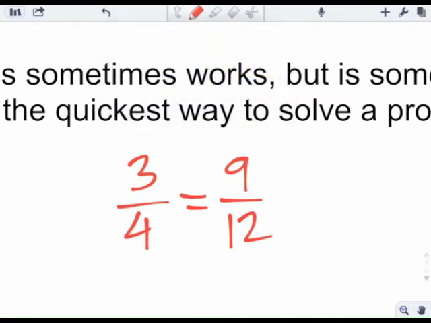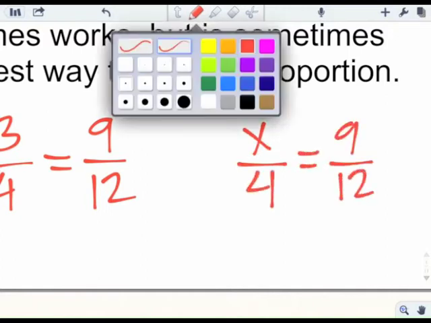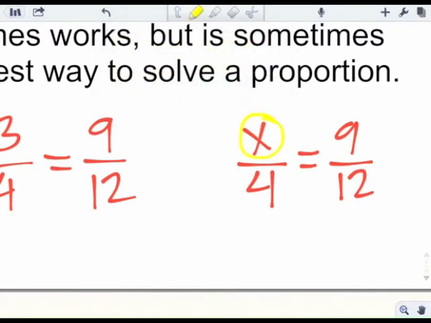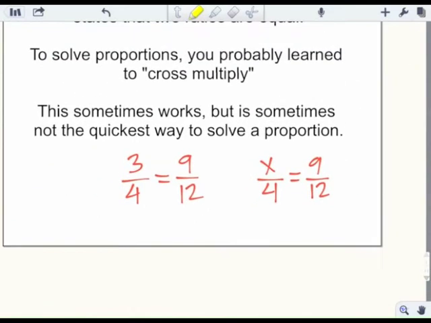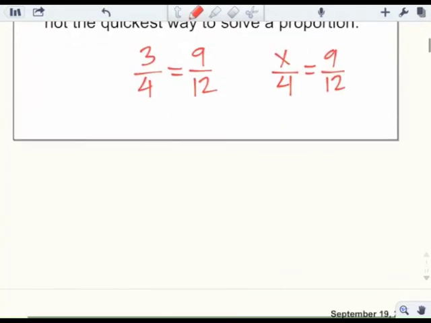However, most of the proportions that we're going to be interested in looking at have an unknown. For example, if we had a proportion like this, x/4 equals 9/12, how would we identify the value of x in this case? Well, we're going to review that in this video. Now, the way that you probably learned to solve proportions is by cross-multiplying. However, I kind of despise that method because it does sometimes work, but it's not always the quickest, easiest way to solve a proportion. So let's look at some examples of that.